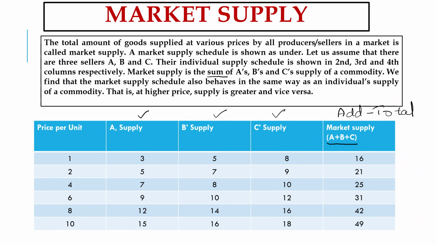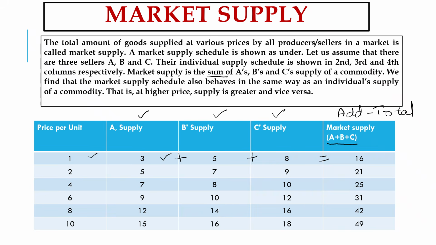You can see here, when the price of a commodity is 1, A is supplying 3, B is supplying 5 and C is supplying 8. So how do we get the market supply? We just add 3 plus 5 plus 8. So how much do we get? 3 plus 5 is 8, 8 plus 8 is 16.